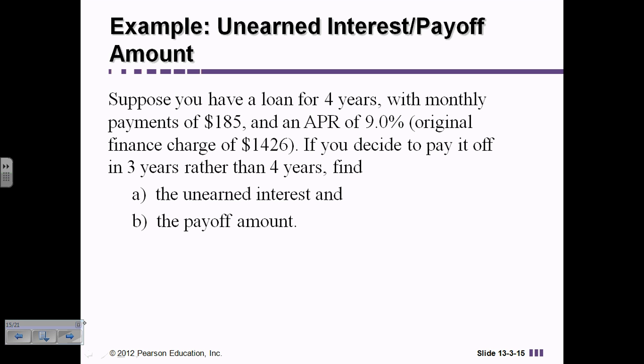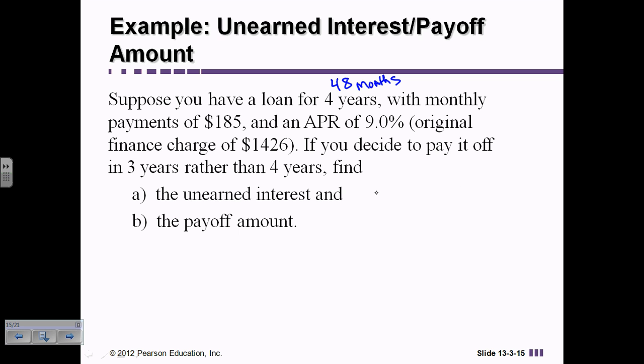So here we have an example. Suppose you have a loan for 4 years, and again, 4 years is 48 months. Monthly payments are $185. Annual percentage rate is 9%. The original finance charge calculated was $1,426. What if I decided to pay it off in 3 years rather than 4 years? What is the unearned interest? Let's start with that.